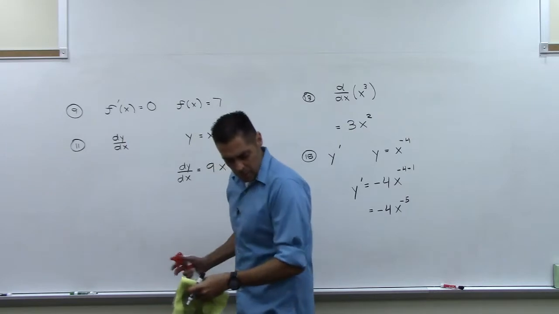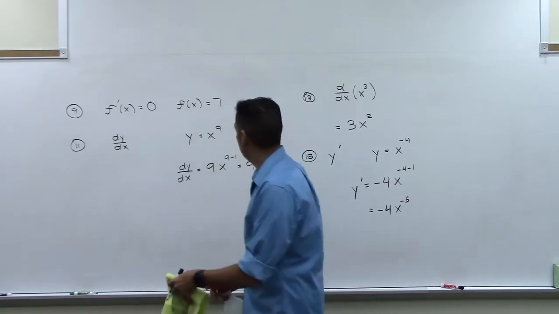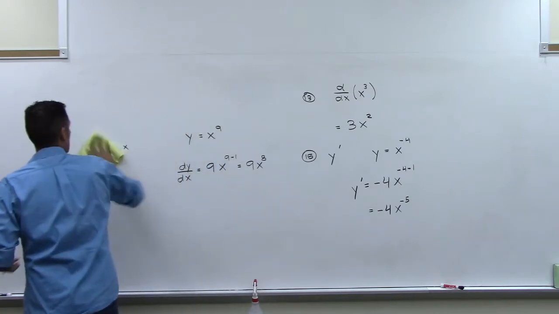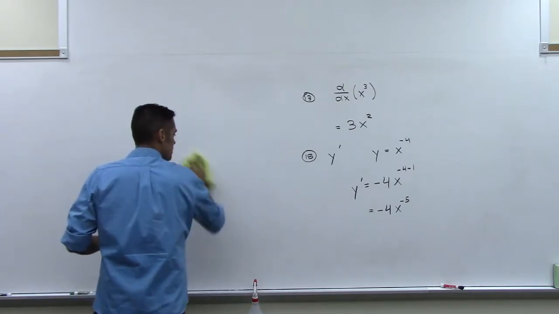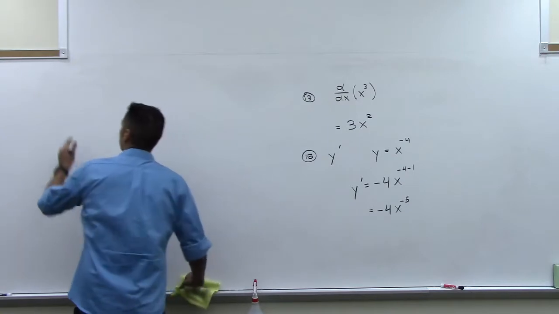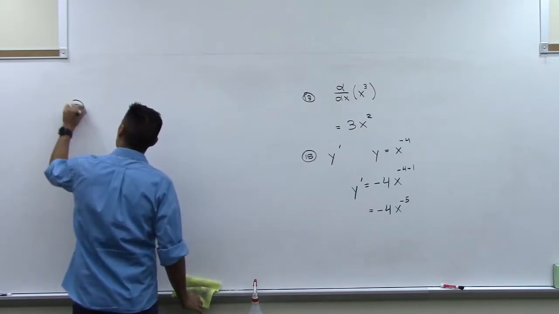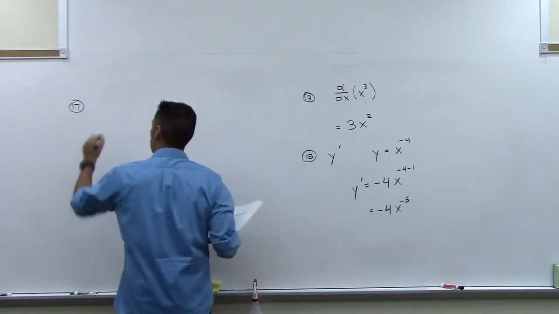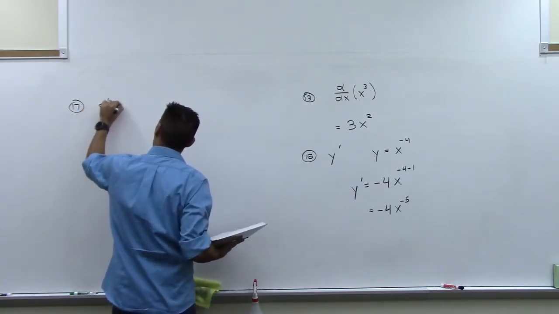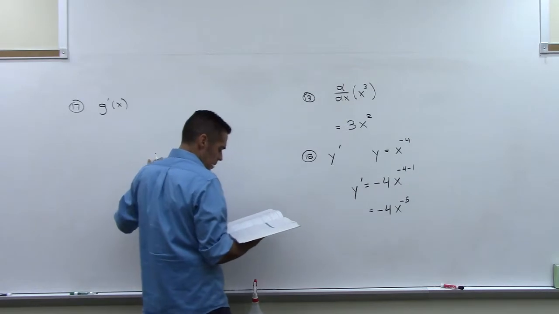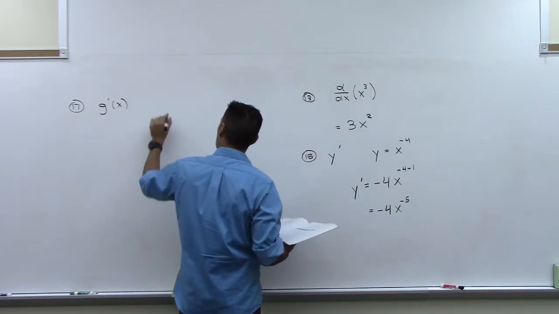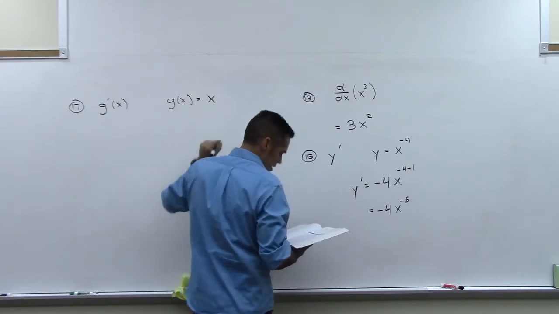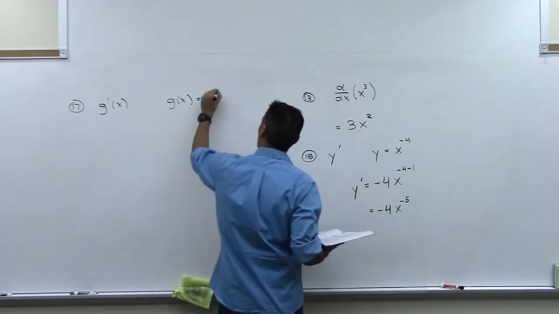Now we're going to move on to number 17. Things go pretty quick here with these basic rules. Once you understand them, it makes taking derivatives much, much faster. Okay, 17. We want to find g prime of x. That's the same as saying f prime of x, but we're using the function g. g of x is given to us to be x to the 8/3 power.